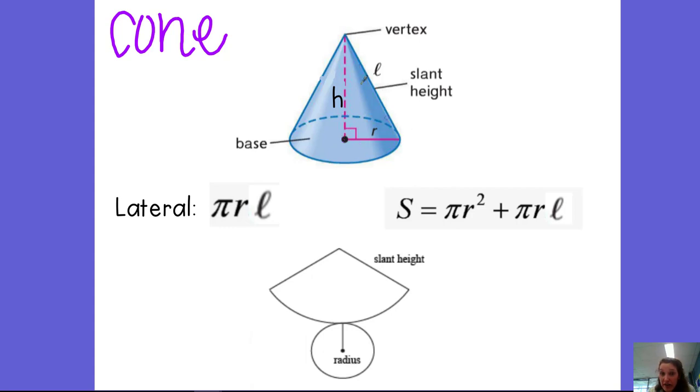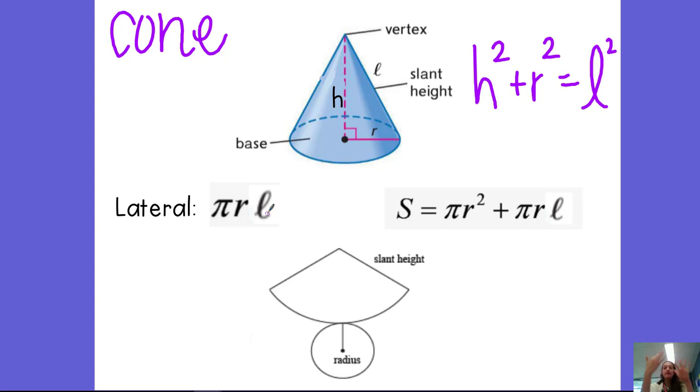So sometimes you might have to do the Pythagorean theorem to figure out the slant height. We can say the height squared plus the radius squared is equal to the slant height squared. You can set up the Pythagorean theorem, or you might use trig, or you might use a special right triangle. If this is a right triangle, we can use all of those tools in our right triangle toolbox. So the lateral surface area is pi times the radius times the slant height.